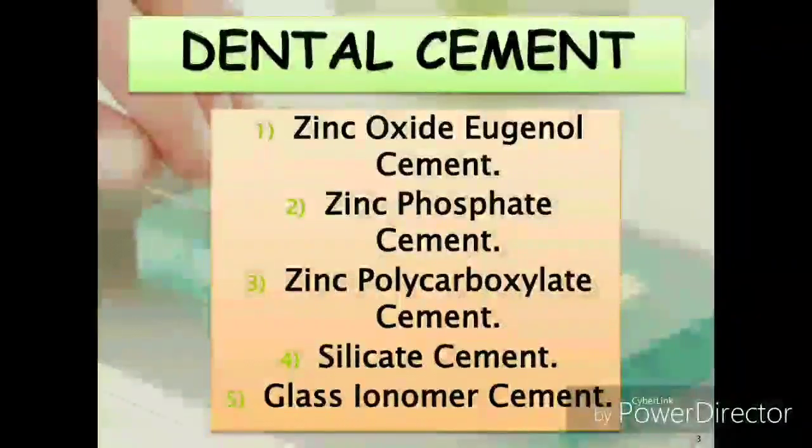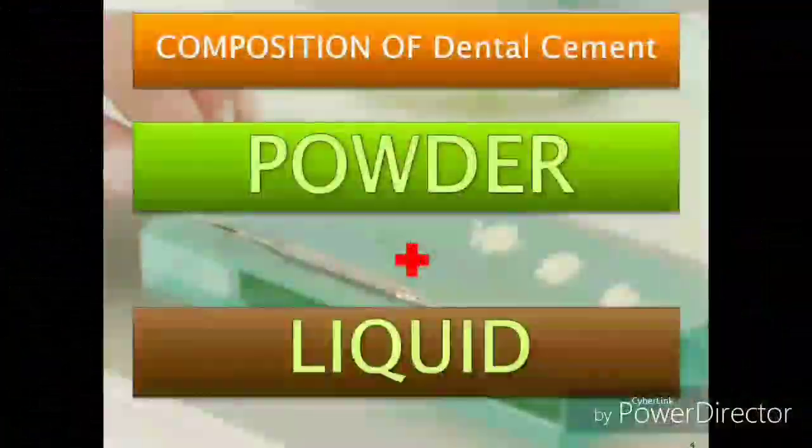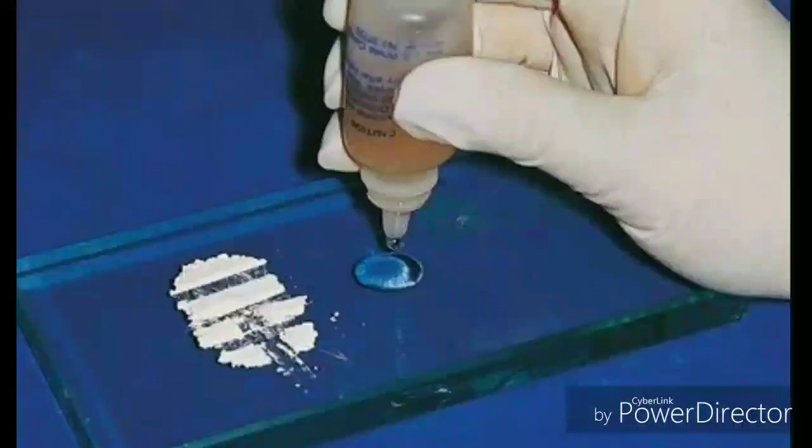In this lecture, I am going to briefly talk about the basic composition of zinc oxide eugenol cement, zinc phosphate cement, zinc polycarboxylate cement, silicate cement, and glass ionomer cement. The composition of all these cements is basically a combination of powder and liquid components.